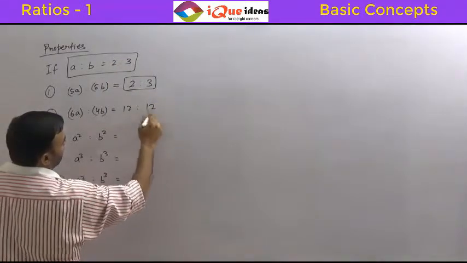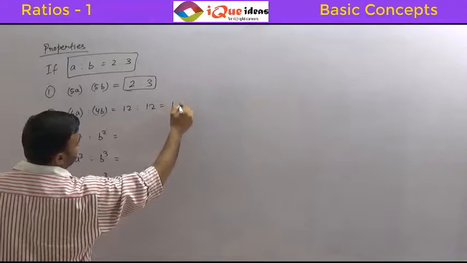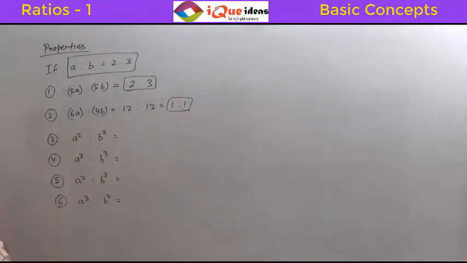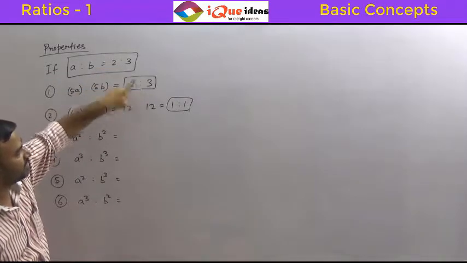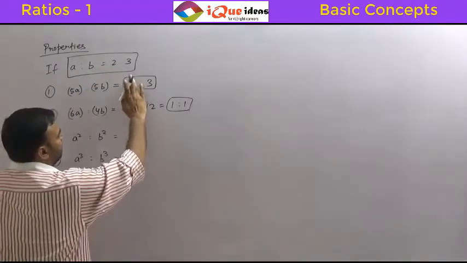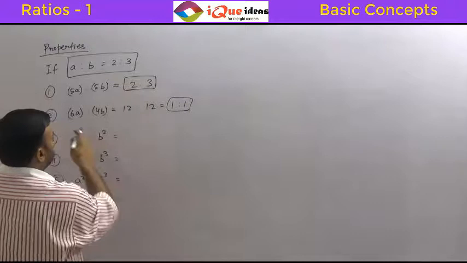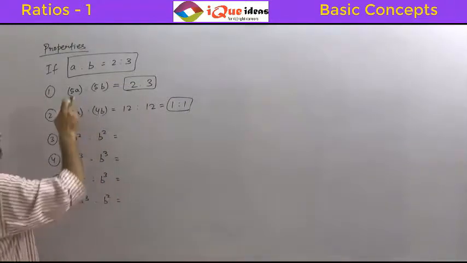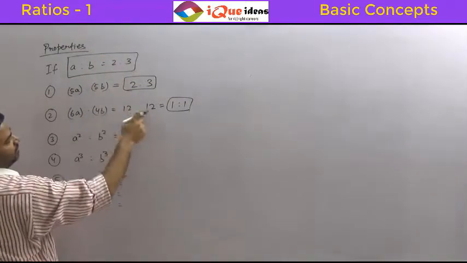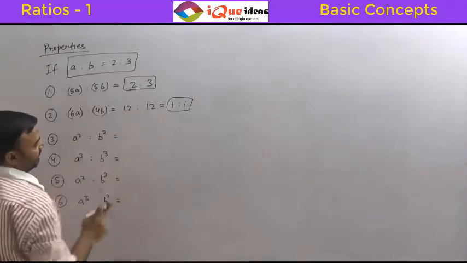Now what is 12 is to 12? You have to simplify this. The final answer will be 1 is to 1. Right? So understand that if you multiply by the same number, and similarly if you divide by the same number, to all the components on one side of the ratio, the other side remains as it is. There will be no change on the other side. But if you multiply by a different number or you divide by a different number, then you have to multiply on the other side also. And then finally simplify it.